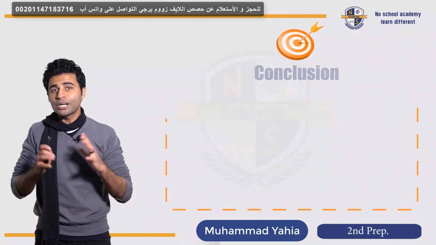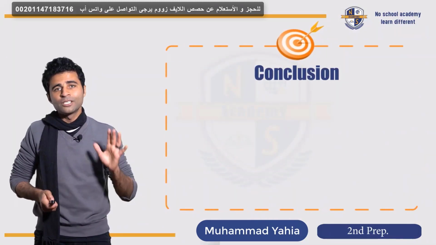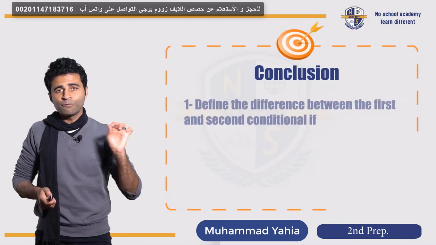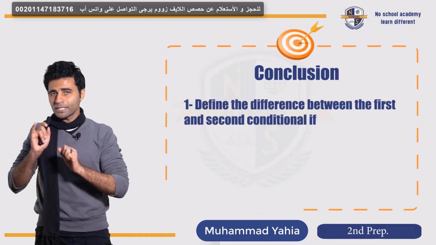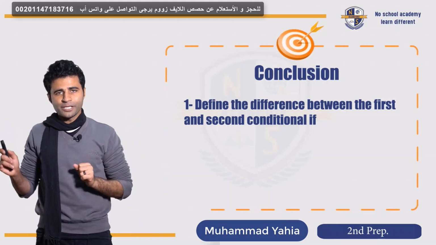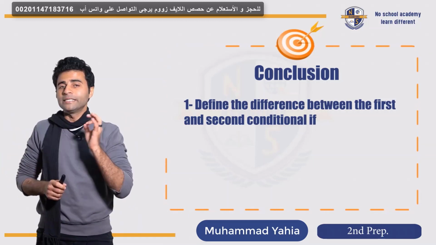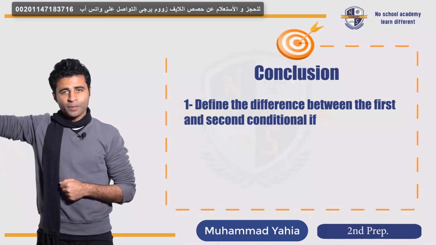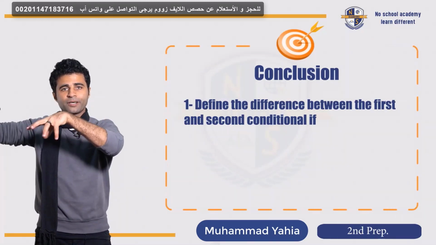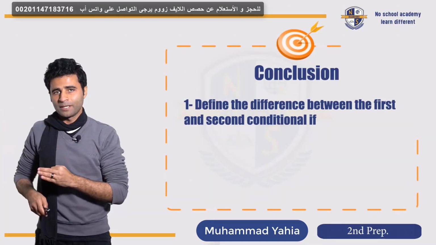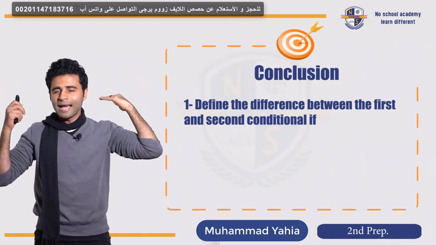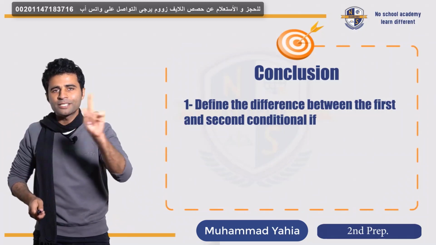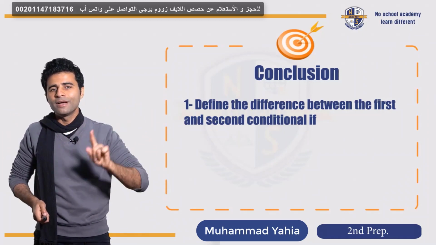Let's go to see the conclusion of our class for today. Today, we learned how to form the if conditional and the difference between the first and the second conditional. Can somebody remind me? Yes, first conditional: present, future, and it's possible to happen. Second conditional: past, would, and infinitive, and it's not possible to happen.